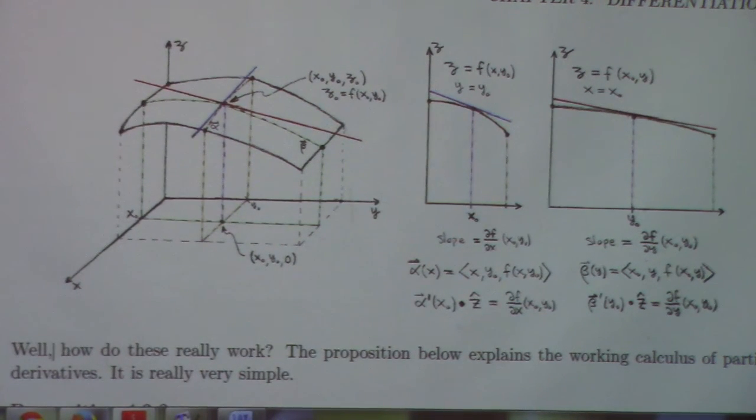So here's a more computational slogan. Partial f partial y means we differentiate with respect to y while fixing x. So for all intents and purposes, x is constant with a partial y derivative, where y is constant with the partial f partial x derivative, with the x derivative. Okay?